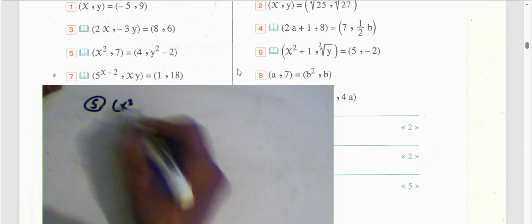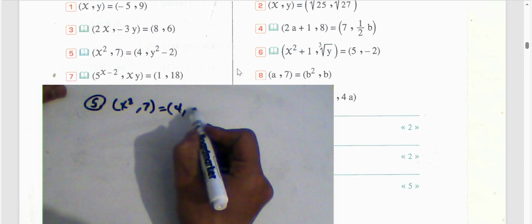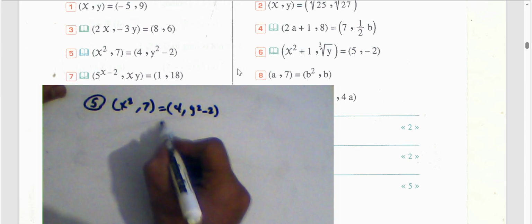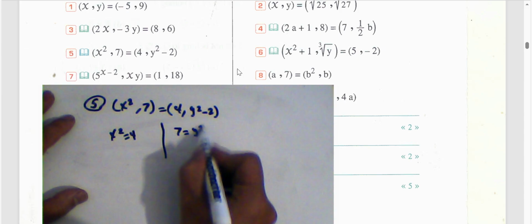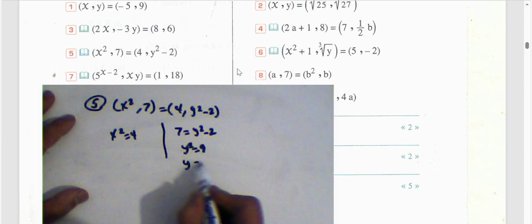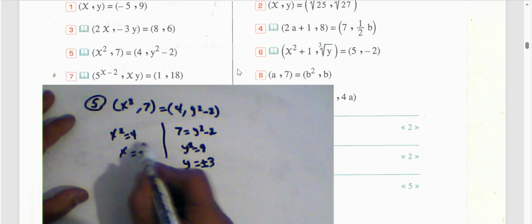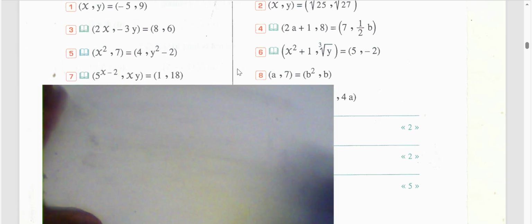We have x power 2 and 7 equivalent to 4 and y power 2 minus 2. The first, x power 2, will equal 4, and second, 7 will be y power 2 minus 2. Then y power 2 is 7 plus 2, 9. Y will be positive or negative square root of 9, equal 3, and x equals positive or negative square root of 4, equal 2. And question number 6.